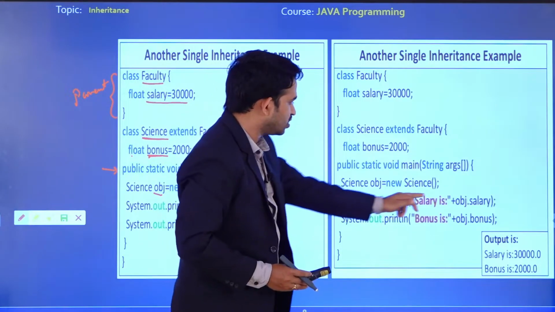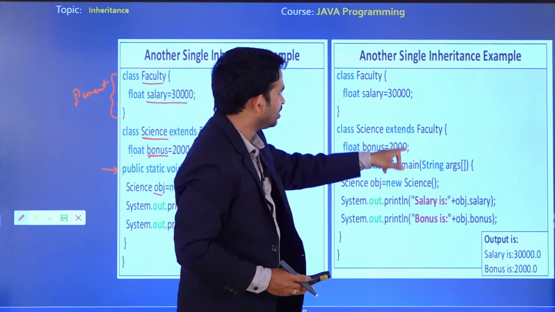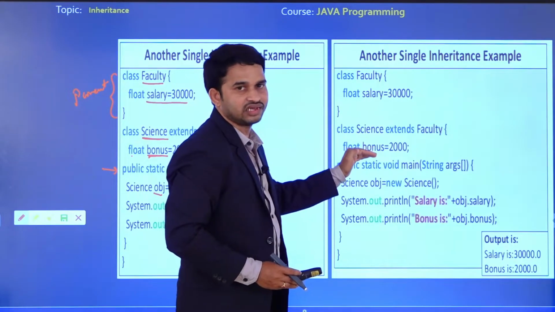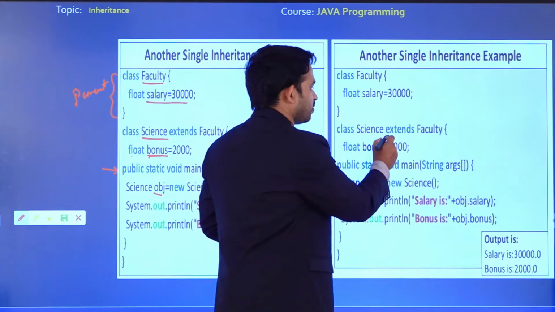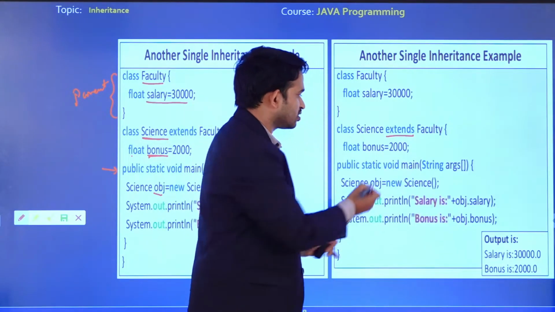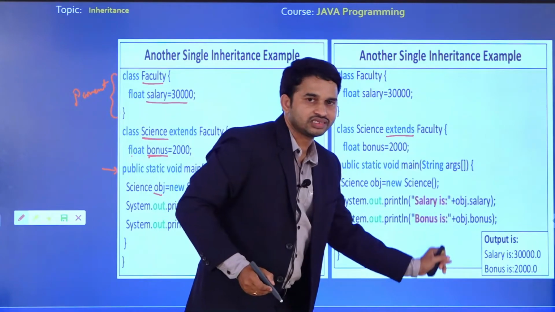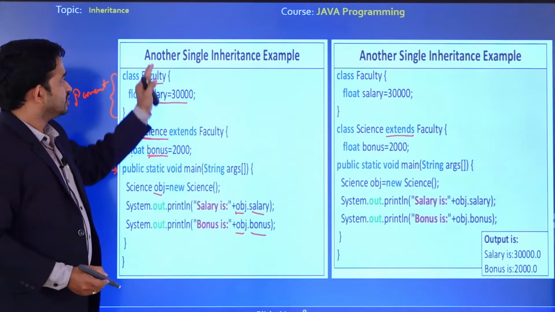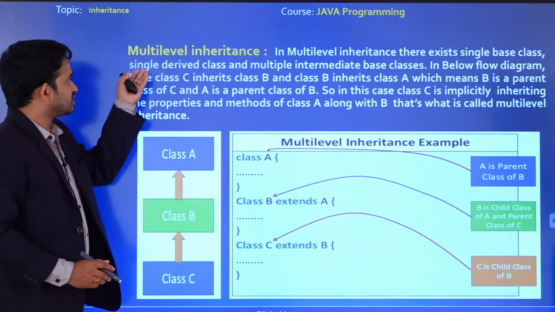Here it calls obj.salary. What is the salary? 30,000. This variable data is available in the Science class. What is the reason? With the help of the extends keyword, meaning the inheritance concept. Next, obj.bonus. What is the bonus here? 2000. So this is the output of this program. So this is the example of single inheritance.